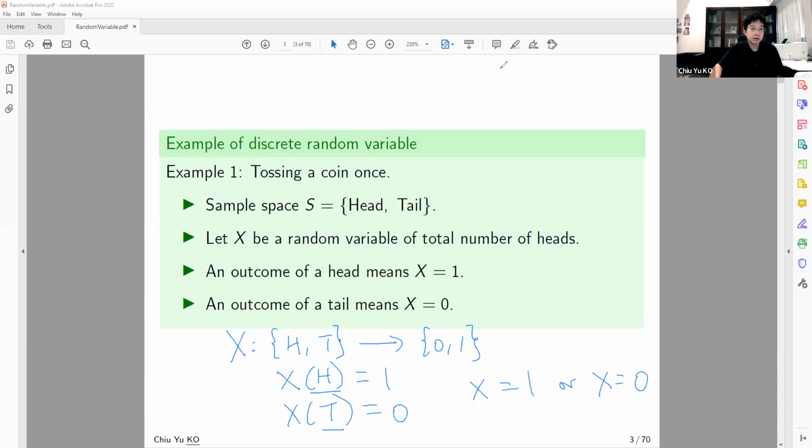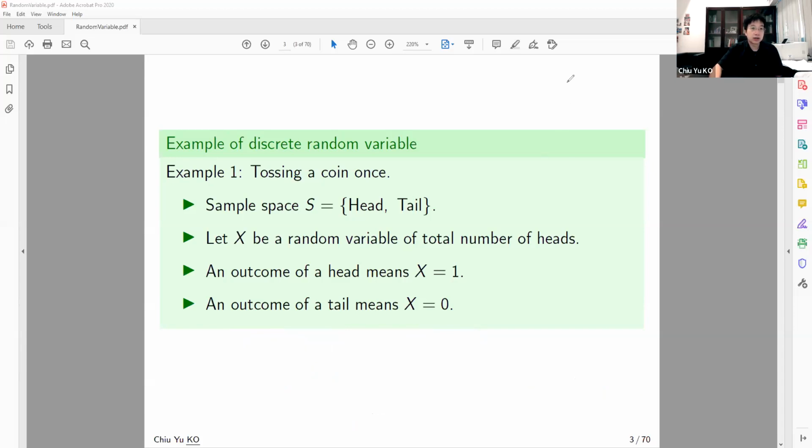Okay, but anyway, it's a little bit technical, but this is what it means for the random variable. Basically, you can imagine using a number to represent what is happening from the random experiment.